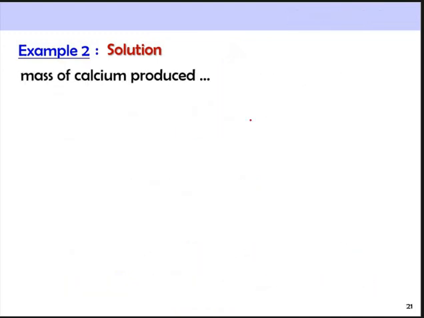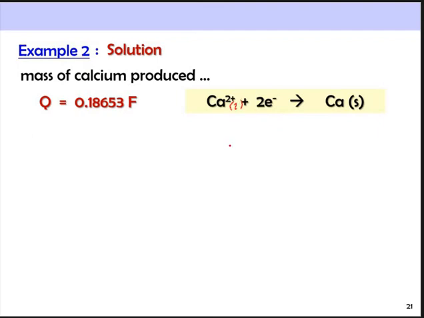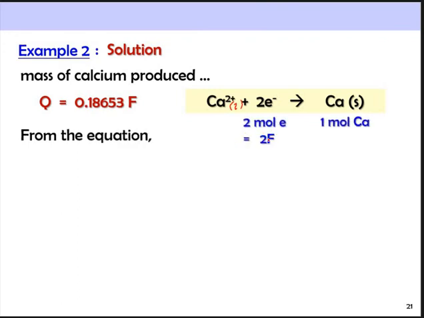Alright. And then mass of calcium produced. Okay, dia nak mass of calcium, so kena buat equation, half equation. Yang ini tadi adalah liquid, right? So from the equation, kita tahu ada 2 mole of electron. 2 mole of electron bersamaan dengan 2 Faraday. Kalau 1 mole of electron, 1 Faraday. So 2 mole of electron produce 1 mole of calcium. So 2 mole of electron equal to 2 Faraday. Directly kita ambil 2 Faraday lah. Tak payah nak kira-kira elektron dah.